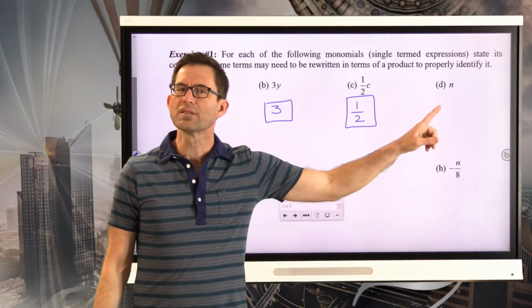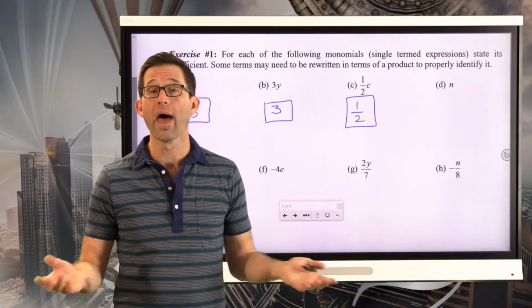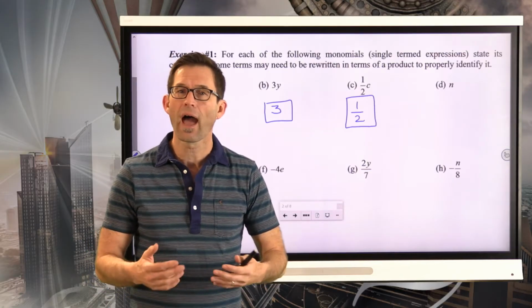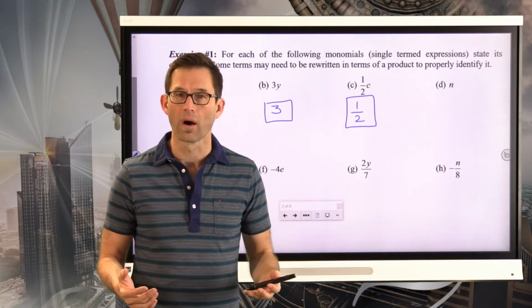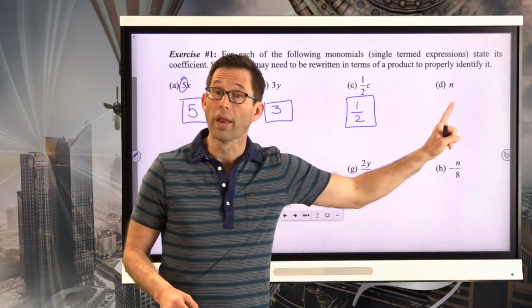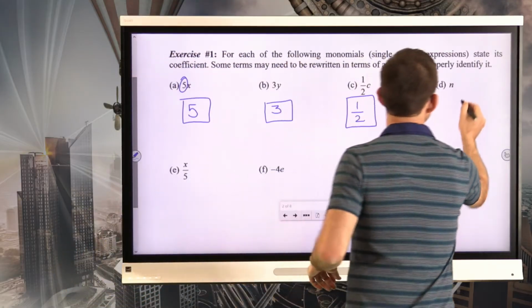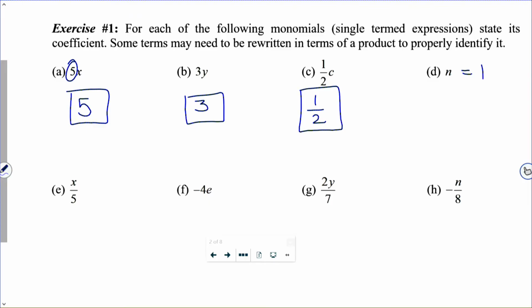But something like this is a little trickier, right? The variable n, just sitting there. Well, again, the coefficient tells us how many of the variables there are. And in this case, there's 1, right? 1n. In fact, we can rewrite this as 1 times n. So its coefficient is just 1.